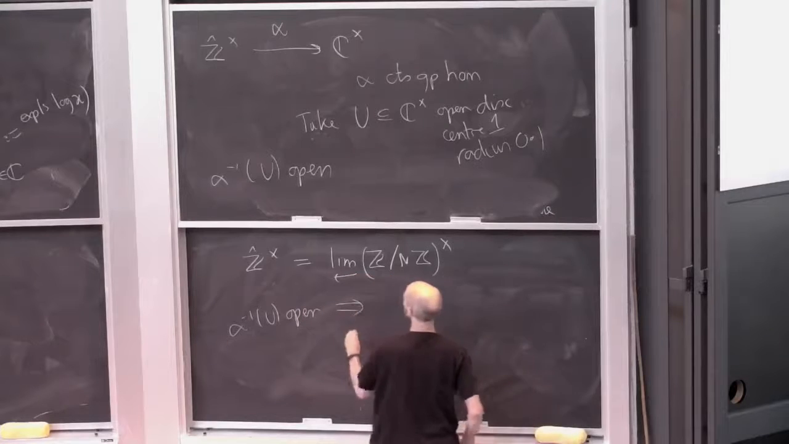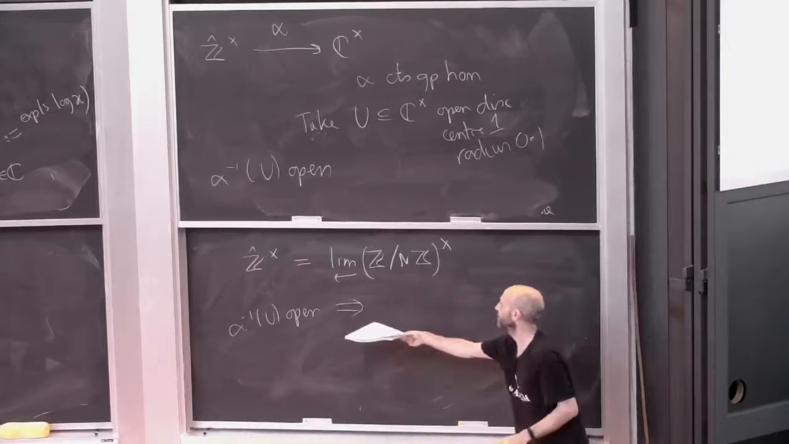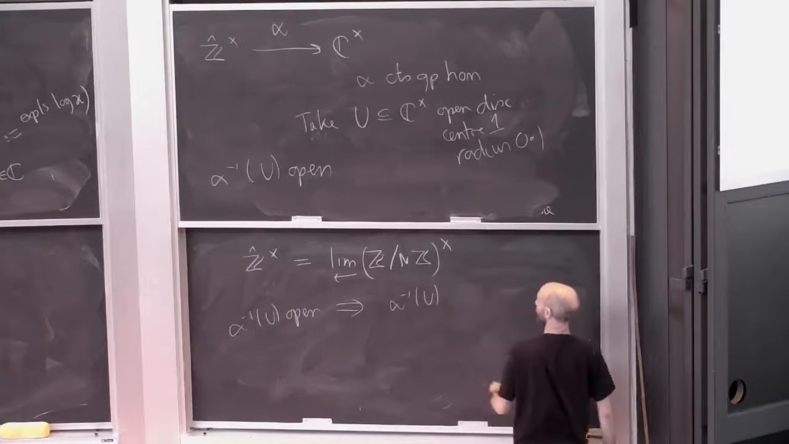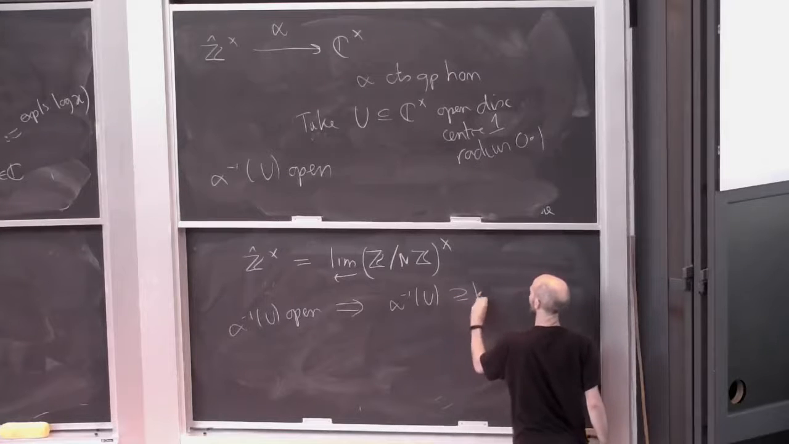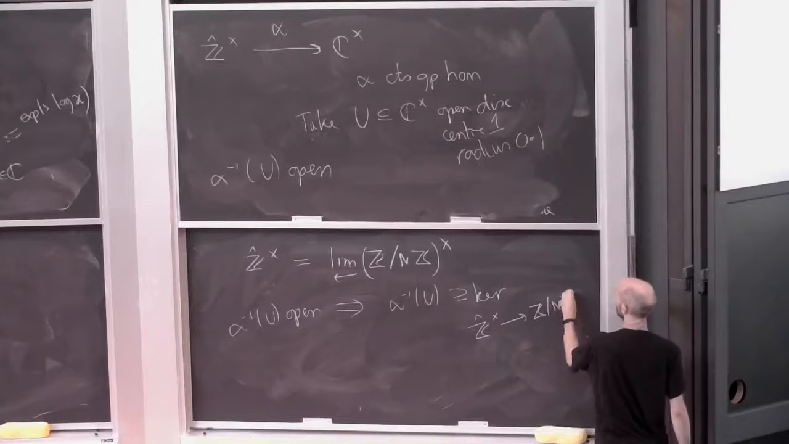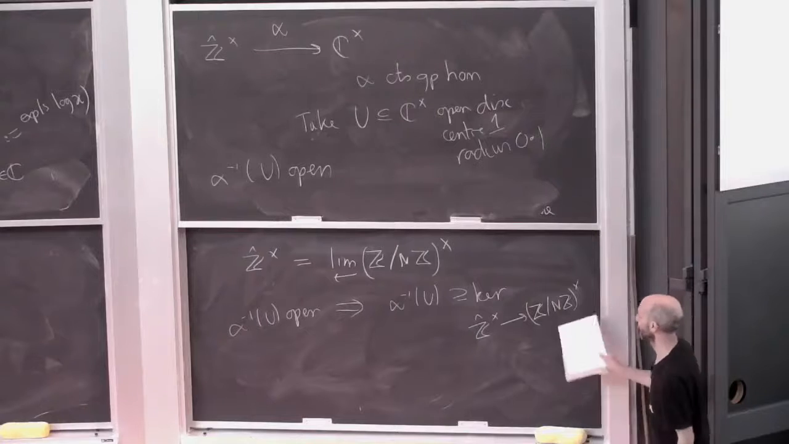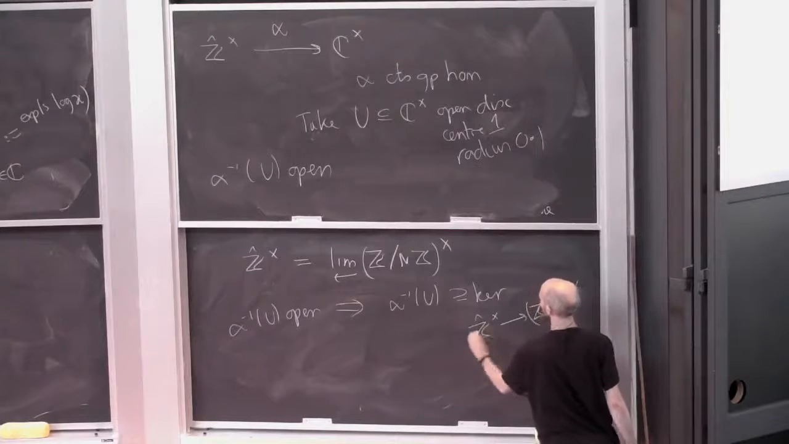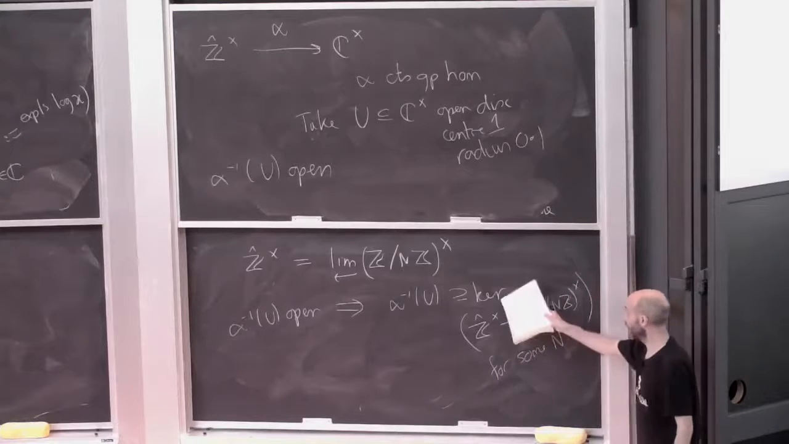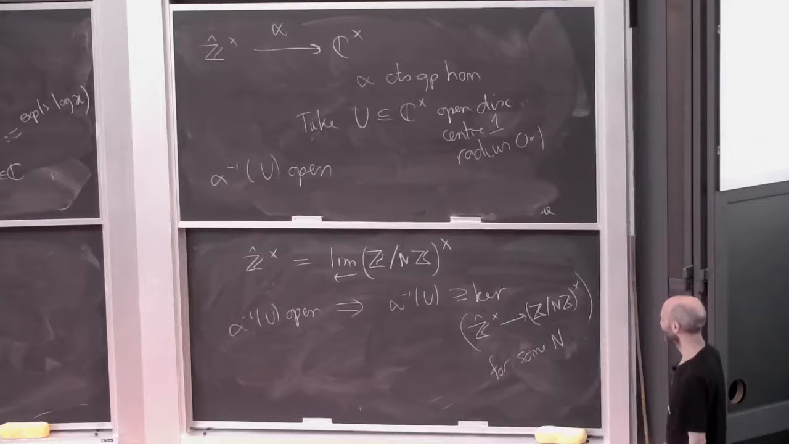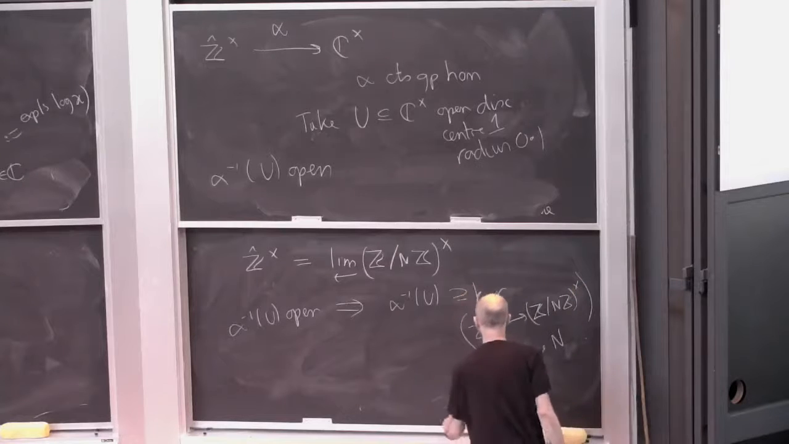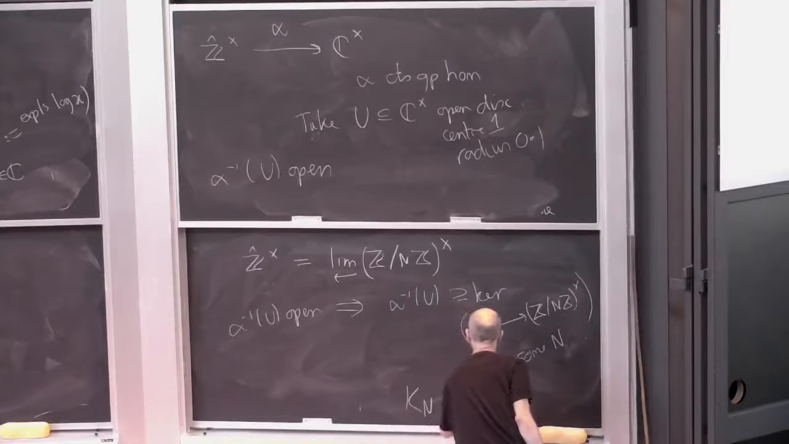That implies, if you don't really understand limits or these infinite products, this is what you need to know: alpha inverse of U is open implies alpha inverse of U contains the kernel of this map, the map from Z hat star to (Z mod NZ) star. (Z mod NZ) star is a finite group that we all understand, right? This is open, so it contains the kernel of this map for some n. And that kernel is a group, right? Let me call this Kn. So Kn is this kernel.